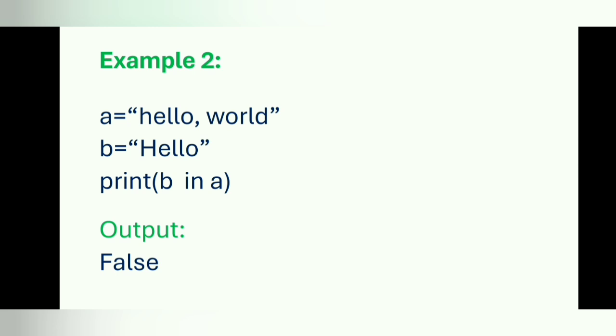Example 2. In this example, the string hello world is assigned to the variable a and the string value Hello is assigned to the variable b. The in operator returns false because the substring value Hello is not found in the given string value hello world. In Python, uppercase H and lowercase h are two different alphabets because their Unicode values are different. Python compares two strings according to the Unicode value of each character.